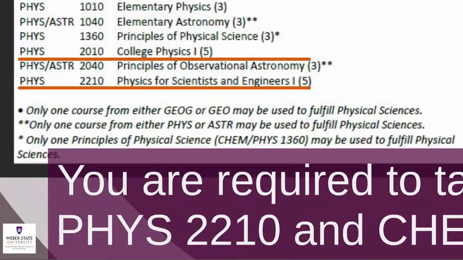Please note, only 1 course from either geography or geosciences, and only 1 course from either physics or astrology may be used to fulfill the physical science requirement.